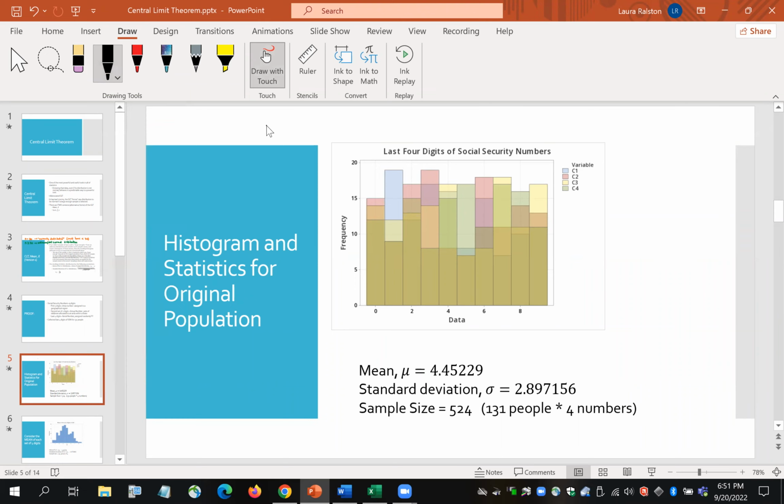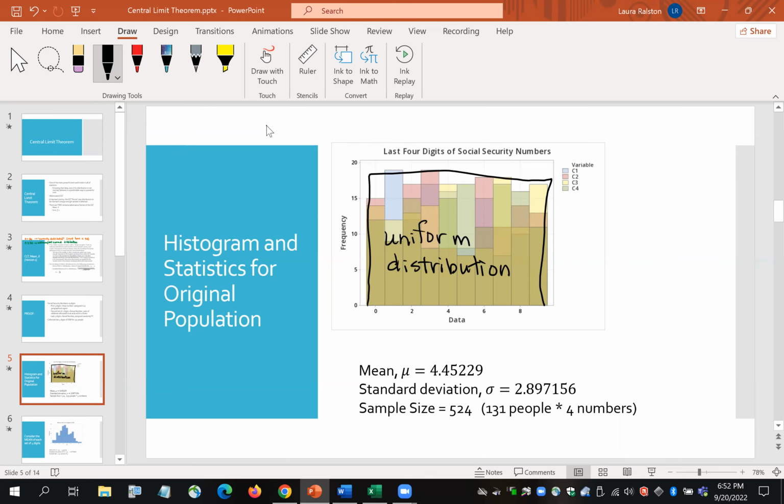If you look at it, it almost follows, and mine's a little crooked, a uniform distribution. Now again, it's not perfect, but no distribution is. So if you look at the individual data values, I had 131 people, 4 digits for each person. That's 524 digits. If I look at those 524 individual digits, my distribution appears to look uniform, which ain't normal.